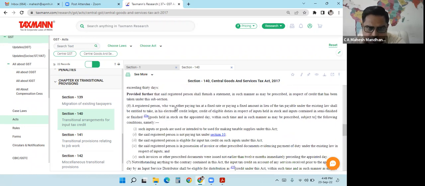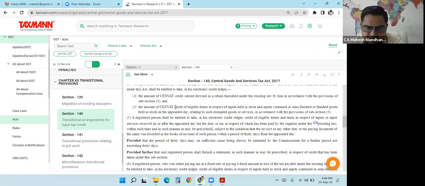Now, if we see section 140 subsection 5, a registered person shall be entitled to take in his electronic credit ledger credit of eligible duties and taxes in respect of inputs or input services received on or after the appointed date, but duty or tax in respect of the same has been paid by the supplier under the existing law. In these cases also, even though the inputs or input services are received after the appointed day, that is the day of commencement of GST, 1st July 2017, and the tax has been paid under the existing law by the supplier, even then the transitional credit of the same was allowed to be claimed.